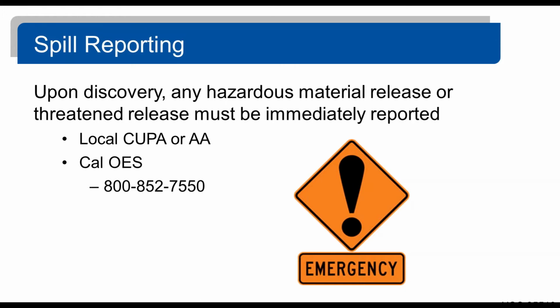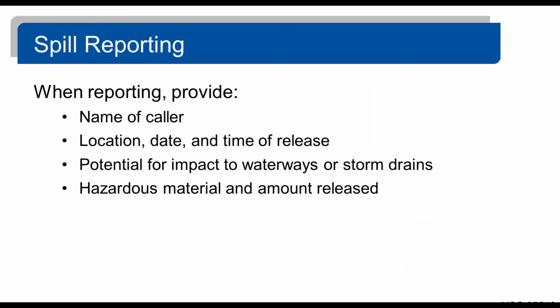Your CUPAs may require some follow-up written notification, but always make the verbal notification, identifying within your plan the local CUPA's phone number. Make sure you have that always handy. And anywhere in the state, that's the Cal OES phone number for making the immediate notification to Cal OES.